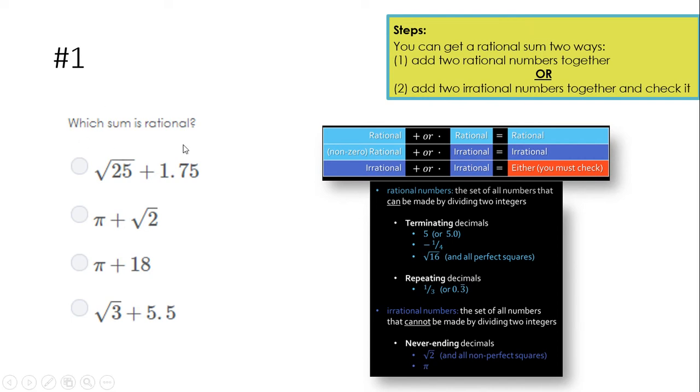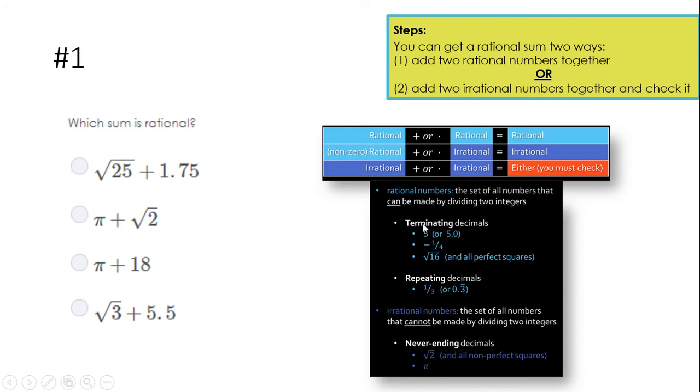So first question asks which sum is rational. So some steps to determine whether or not we have rational numbers. There's two ways. If you add two rational numbers together, you're going to get a rational answer. Okay, that's what this is right here. Rational plus a rational gives you another rational. Or if you add two irrationals together, sometimes you can get a rational answer when you do that. So you're just going to have to kind of check each of these to determine which one is rational.